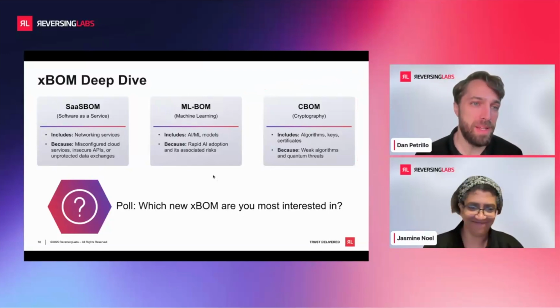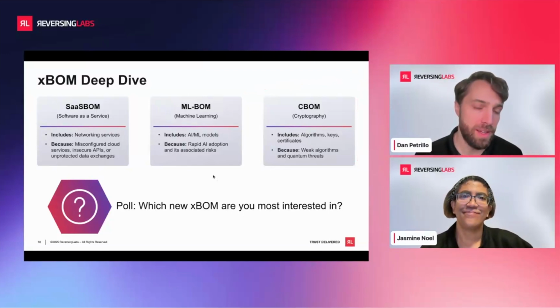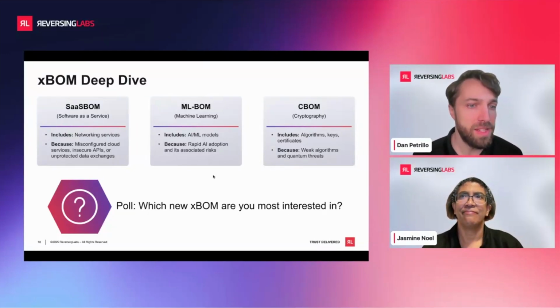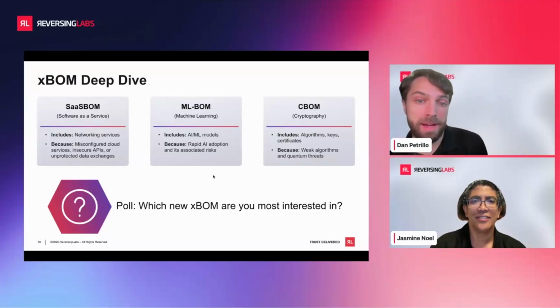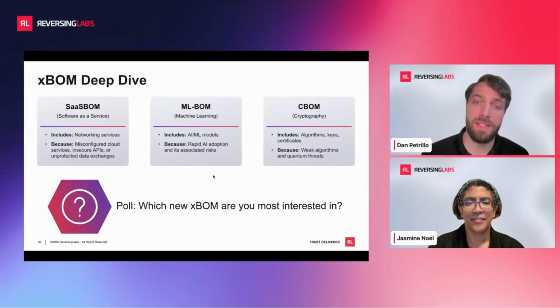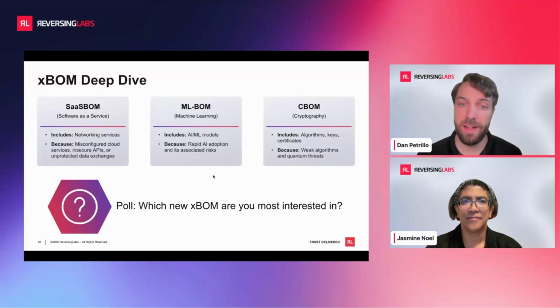The SaaSBOM is covering software as a service, as you could expect. And it includes networking service because misconfigured cloud services, insecure APIs, or unprotected data exchanges are bringing risk into the organization, and you need visibility into those. The ML-BOM includes AI and ML models because the rapid adoption of AI and its associated risks are in need of visibility. We need to see what's coming in.